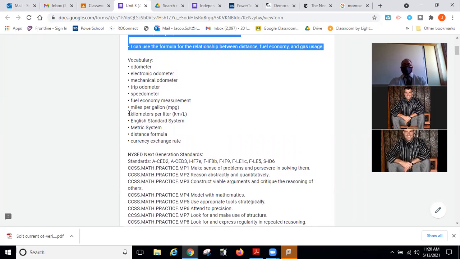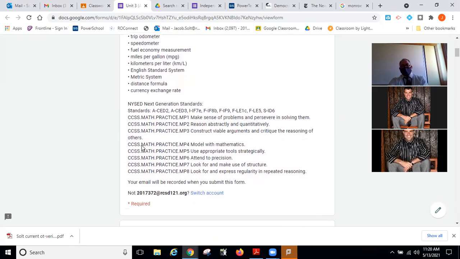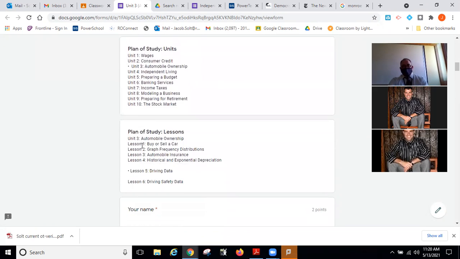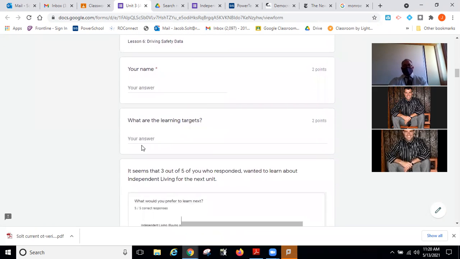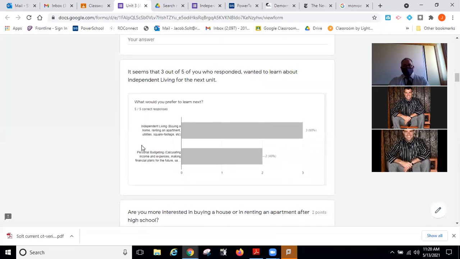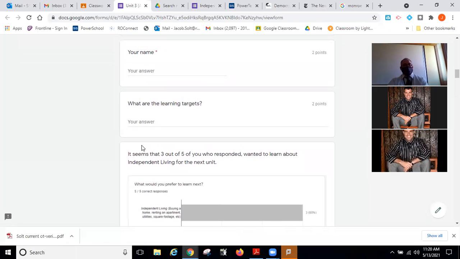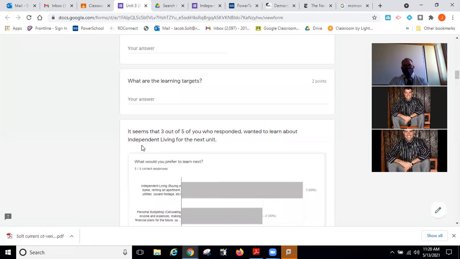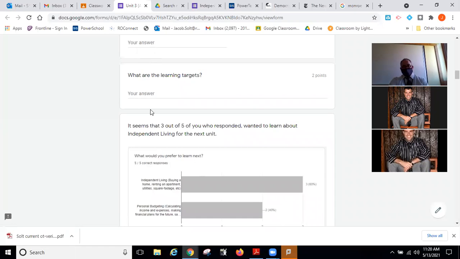And then there's these converting kilometers to miles, and converting liters to gallons, and converting currency exchanges. So you just got to think carefully through those. Usually you'll be given a conversion factor. You'll have to kind of puzzle that one out. Ask me if you need help on those. Put your name in there, put your learning targets over here.